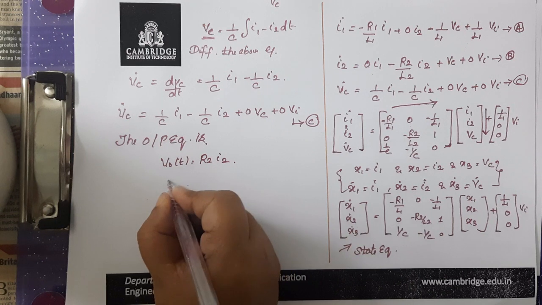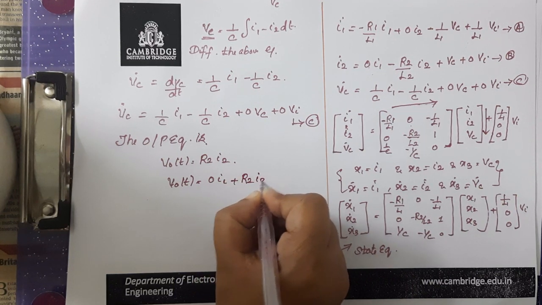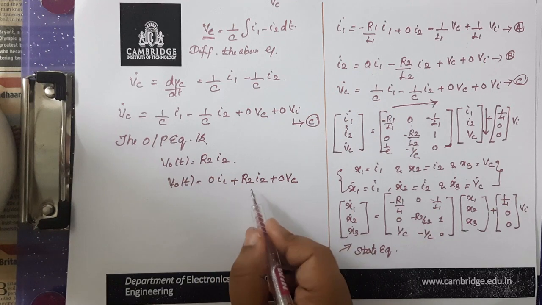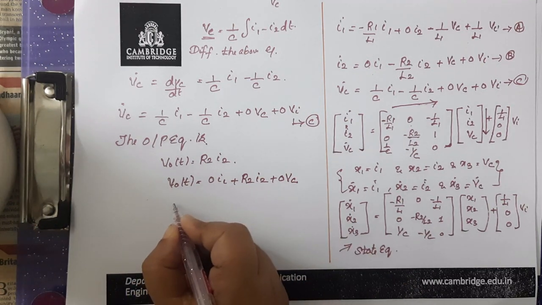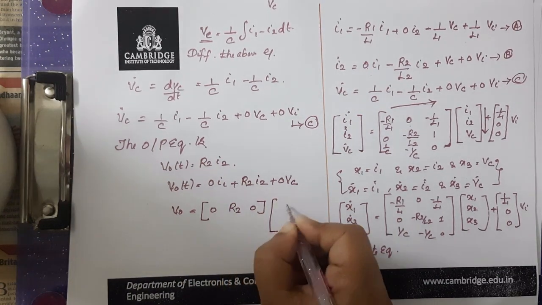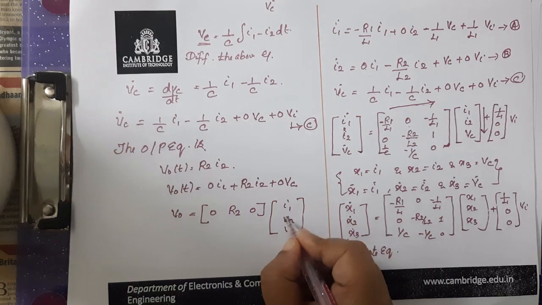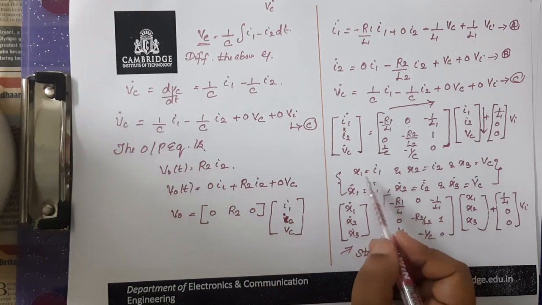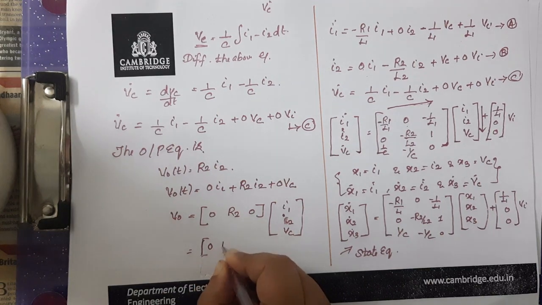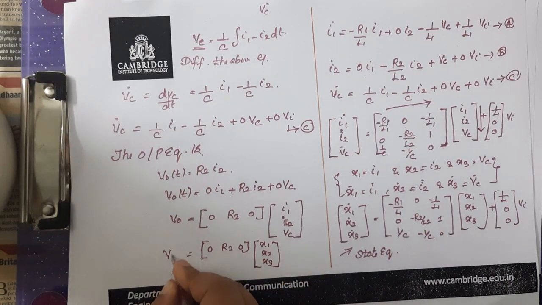For the output equation also, let us represent it in the standard form. We don't have any I1 term, so 0 into I1 plus R2 into I2 plus 0 into Vc. The reason is that the output equation also has to be represented in terms of the state variables I1, I2 and Vc. So let us represent it in vector matrix form: V0 is equal to 0, R2, 0 times I1, I2 and Vc. Let us replace I1, I2 and Vc by x1, x2 and x3. Hence I can write the expression as 0, R2, 0 times x1, x2 and x3. This gives my output equation.